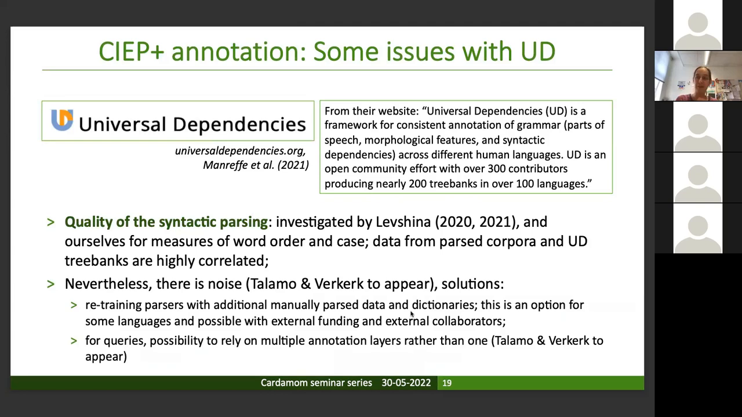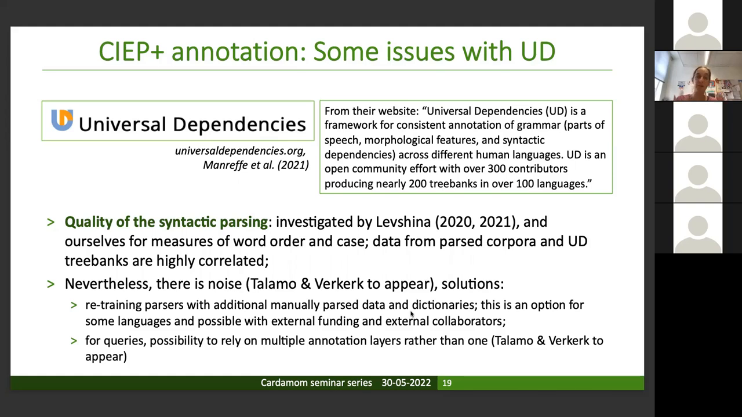So far, I've mentioned this Universal Dependencies framework or project several times, and I haven't really explained what it is. You can see on the slide this quote. Universal Dependencies is a framework for consistent annotation of grammar, which has to do with parts of speech, morphological features, and syntactic dependencies across different human languages. UD is an open community effort with over 300 contributors, producing nearly 200 treebanks in over 100 languages. I think this is probably outdated because they just had an update 2 weeks ago, and there's now at least 140 languages with treebanks.